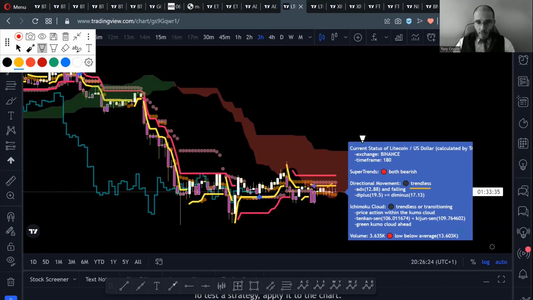The first thing on Ichimoku is that we break up to the upside out of the cloud. It's a Kumo break, and the Kumo is the cloud. So when you break above it, that would be the first signal that tells you that a long position could be initiated, but that's not the only signal. You need much more than that.